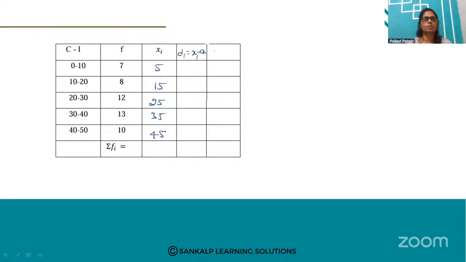Here we must find the assumed mean. How do we find this? a is equal to the first lower limit, 0, plus the last upper limit, 50, divided by 2. So a is equal to 50 divided by 2, which is 25. There is 25 in the class marks xi, so this becomes the assumed mean.